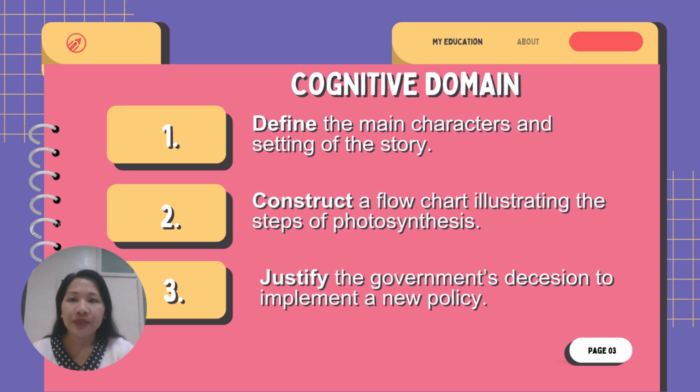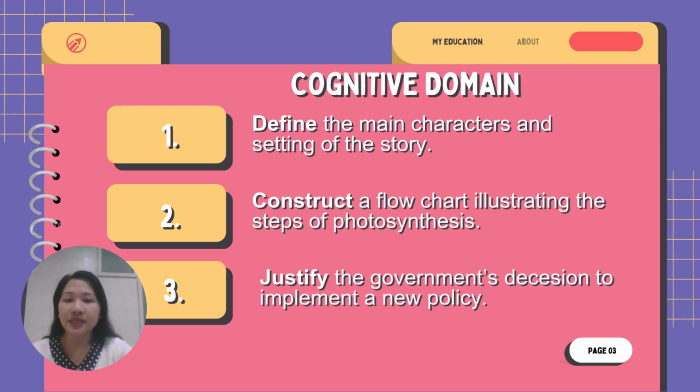Number three, justify the government decision to implement a new policy. The action verb used here is justify. This belongs to the cognitive domain, specifically the evaluating level of Bloom's taxonomy, because the student must make a reasoned judgment based on criteria. They are not just recalling facts, they are assessing the merits and offering a defense for a complex decision, which requires high level intellectual skill.